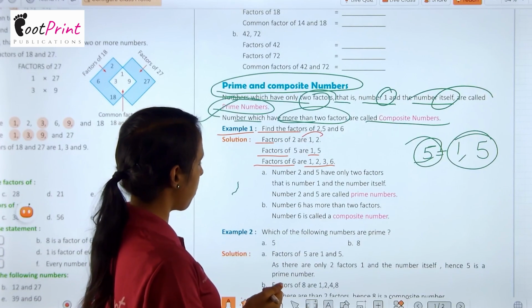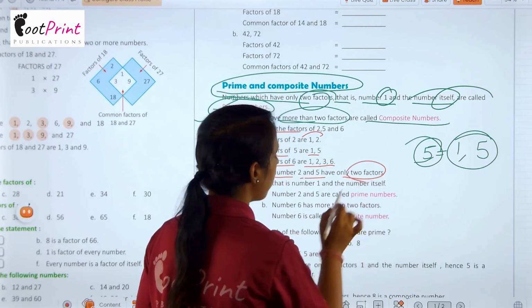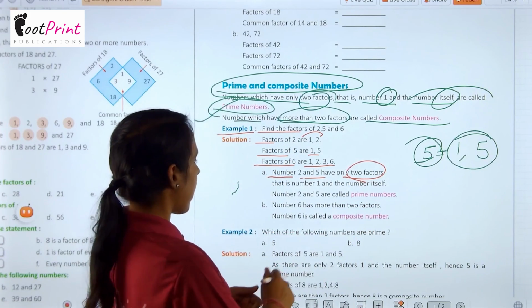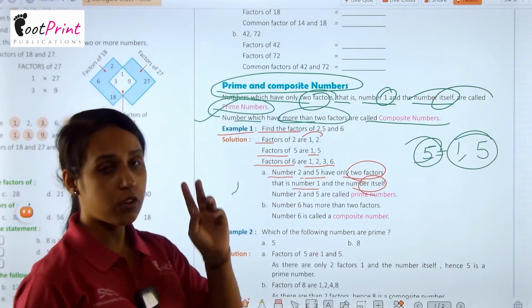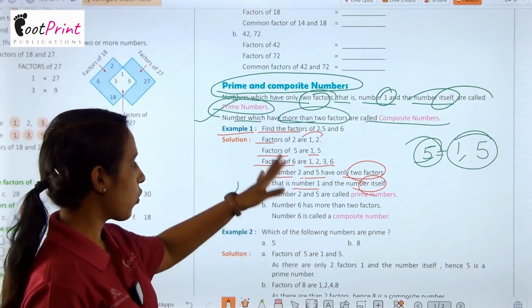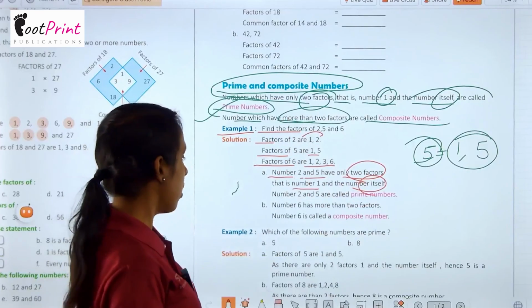So here we can observe that number 2 and 5 only have two factors. That is number 1 and number itself. So 2 के जो भी हैं दो फैक्टर हैं, 5 के भी दो, एक तो 1 और एक नंबर खुद, मतलब 2 का 2, 5 का 5.